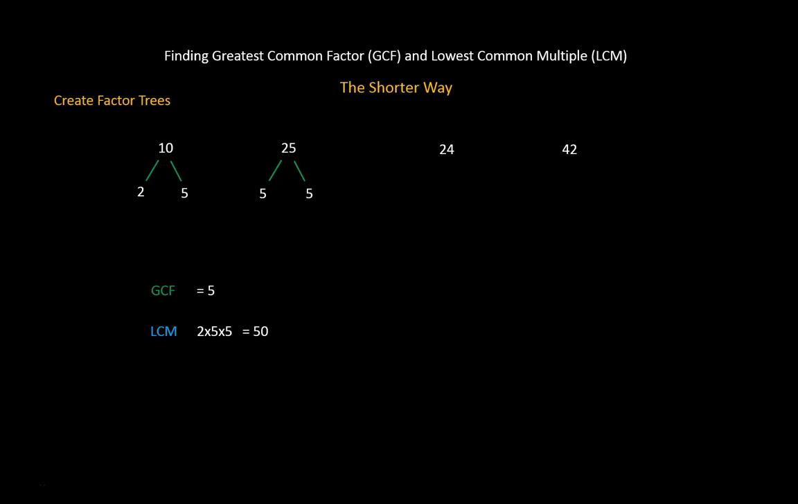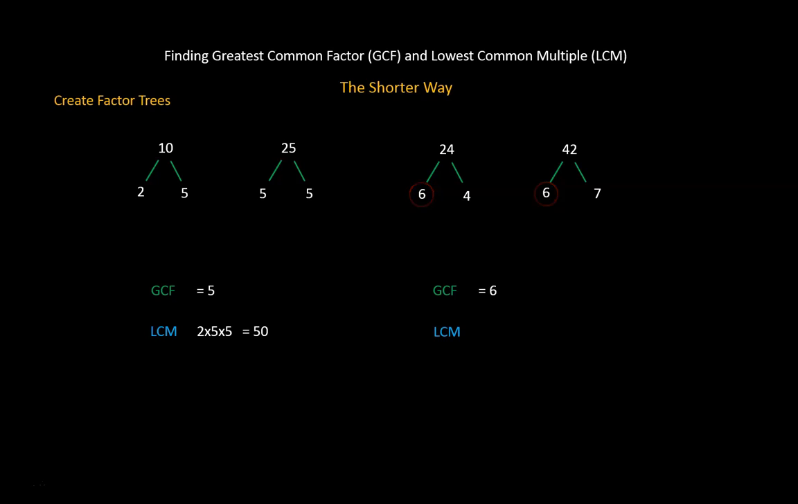Let's try another pair, 24 and 42. If you know your times table, look for larger numbers that are factors of both numbers. For example, 6 divides into both 24 and 42. So we factor 24 into 6 and 4, and factor 42 into 6 and 7. See how 6 is common to both, and that's the only number that is shared between them. 4 and 7 do not share a common number. So the greatest common factor is 6.